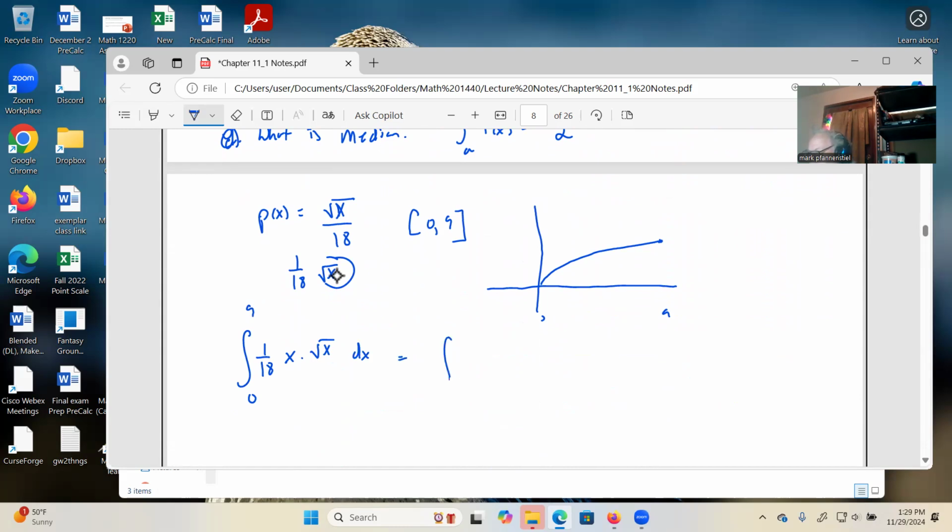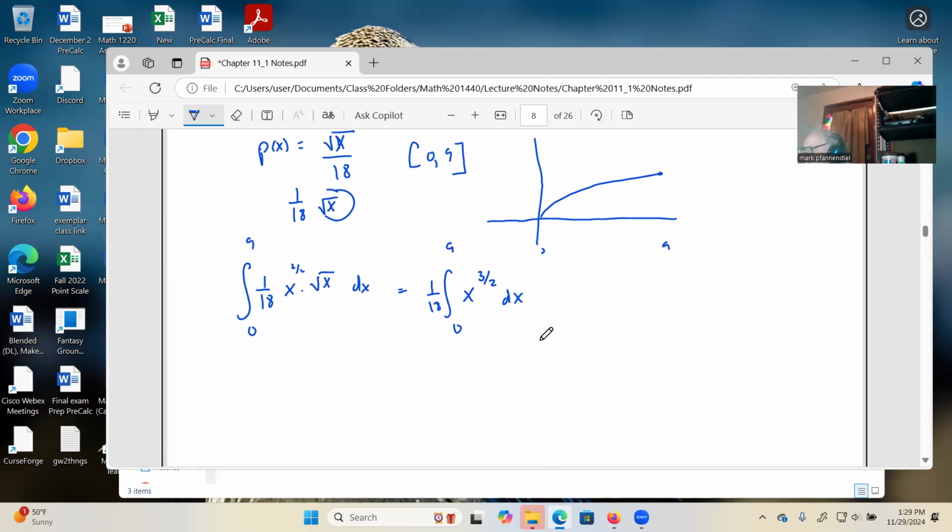This is equal to 1/18th. I can move the 18 out of the integral sign. We have x to the 3 halves, which is x to the 2 halves times x to the 1 half, where we add the exponents. And we're going to go from 0 to 9. This is all we have to integrate, so that's not too bad.